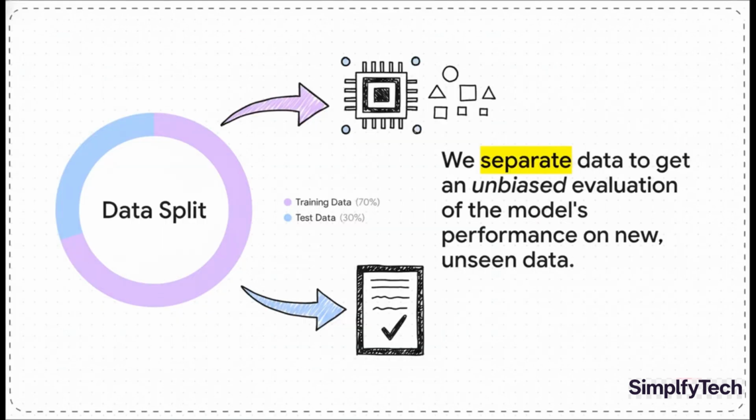So how do we make sure our model isn't just memorizing? It's simple. We give it a final exam. We never test the model on the same data it learned from. So we split our data up. We use the bigger chunk, say 70%, to train the model. But we keep that other 30%, the test set, locked away. That test set is the surprise quiz. It gives us an honest, unbiased report card on how our model will actually perform out in the real world.